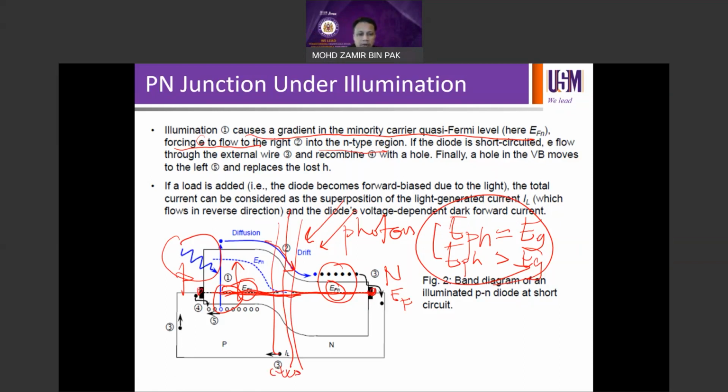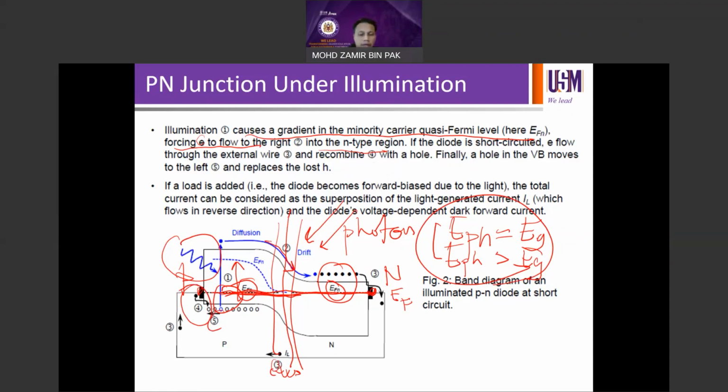So at this point, if the diode is short-circuited, that means if you connect your terminal on the P side to the N side by a wire, electrons will flow through the external wire, action number 3 here, and recombine with holes on this side. Finally, a hole in the VB, or the valence band, moves to the left, action number 5, and replaces the lost hole, right? So this is under short circuit condition, where you don't have any load connected in the outer circuit.